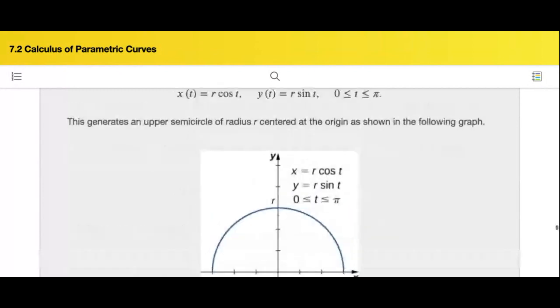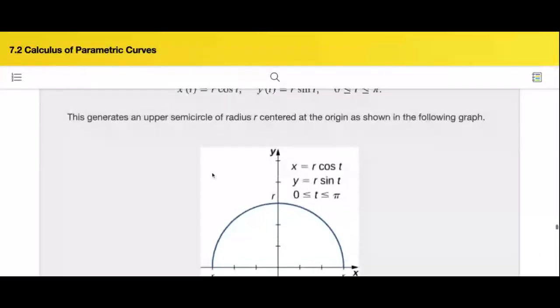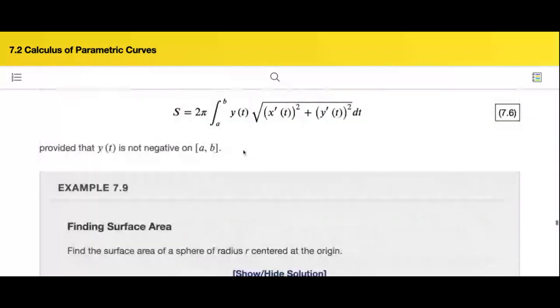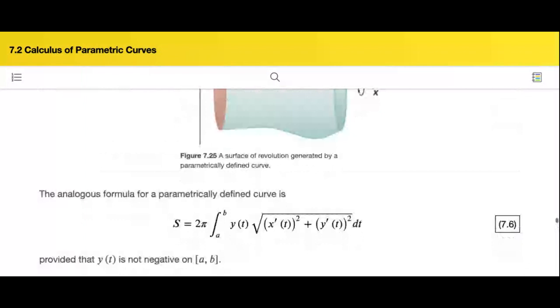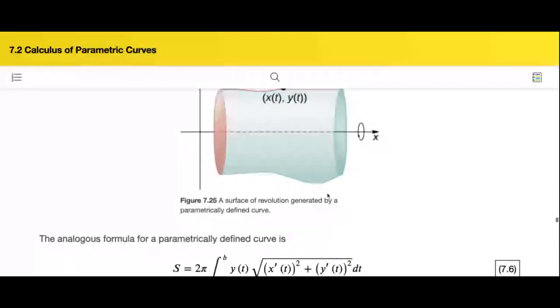So this is just following the formula. Okay. We have a parametric equation. Think about the curve. Oh, sure. Let's go back. Okay. So we start with a curve defined by the equation. Let's see why we need a curve. You see here, this formula. This formula is defined by the surface area. Let's go here.